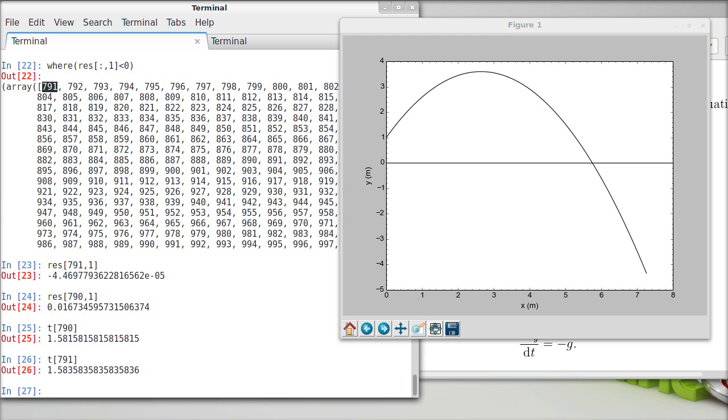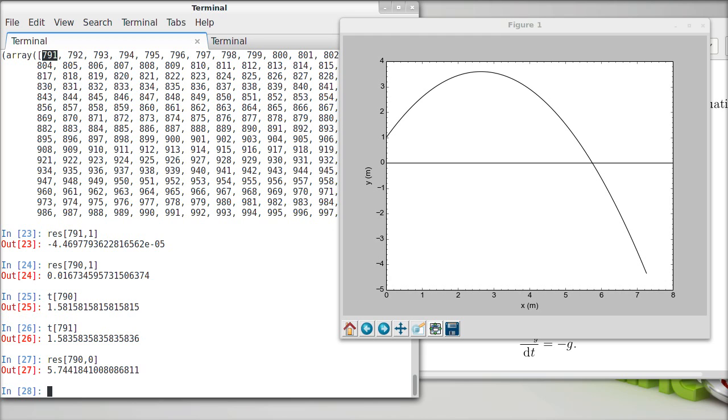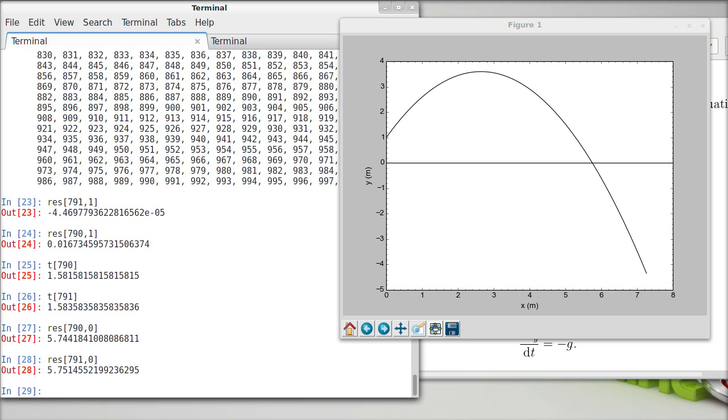Okay. We can see the x values where this occurs. Okay. Recall the x values were the first column, so we index 0. So it occurs between 5.744 and 5.751. Okay. So this gives us a rough estimate of where it is. In fact, we know that it's bracketed between these two regions.